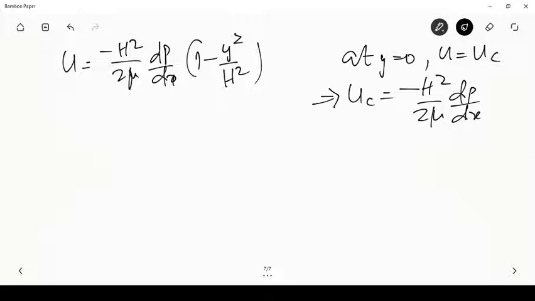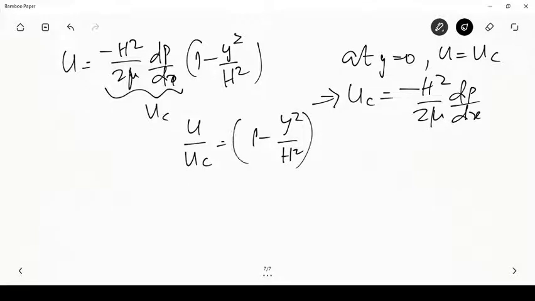So I can take this as uc then, and if I write it, I get u by uc is equal to 1 minus y squared by h squared, which is the velocity profile. Okay, and from this I can also find out what is the average velocity. The average velocity will be the integral of u dh, actually, density being constant.